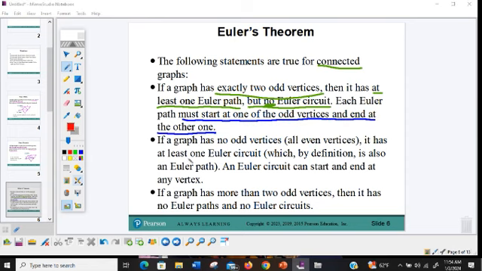All right, let's look at the next one. If a graph has no odd vertices, they're all even, okay? It has at least one Euler circuit, which is also an Euler path. It's a path that begins and ends at the same vertex, okay? It can start at any of those vertices, so keep that in mind. And lastly, if a graph has more than 2 odd vertices, then it has no Euler path and no Euler circuit.